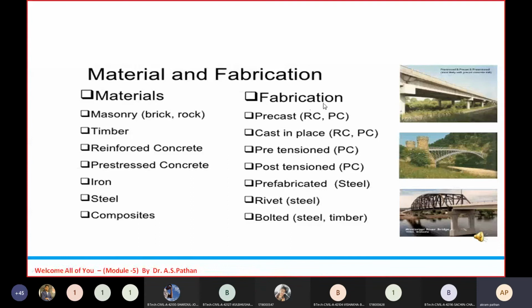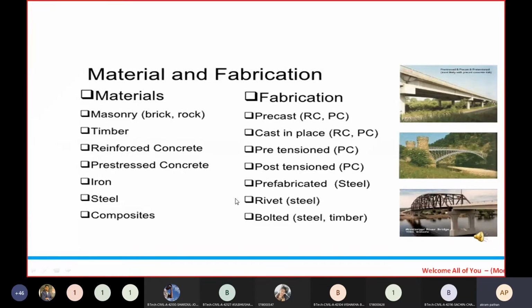And fabrications: prefabrication, we have precast RC members and pre-stressed concrete panel members. Then cast in place, again we have RC and PC. Then pre-tension and post-tension members. Then prefabricated steel. Then we have riveted and bolted connections, such as for steel members and for timber members. So these are the fabrication parts, and these are the materials.